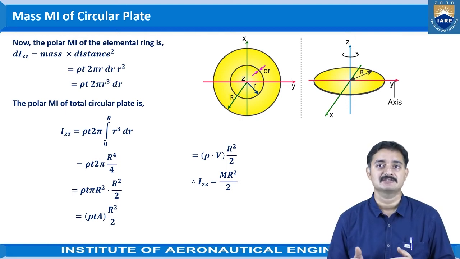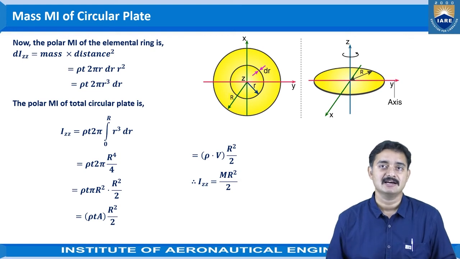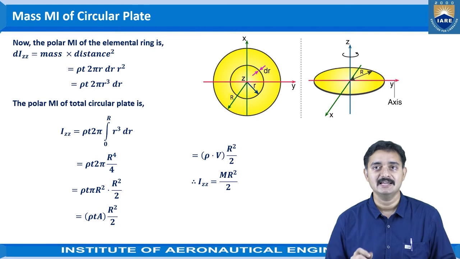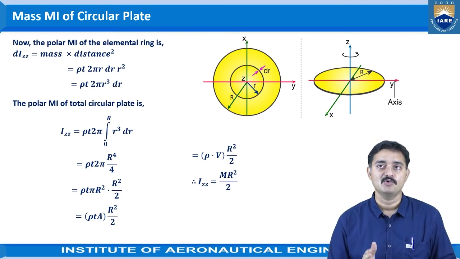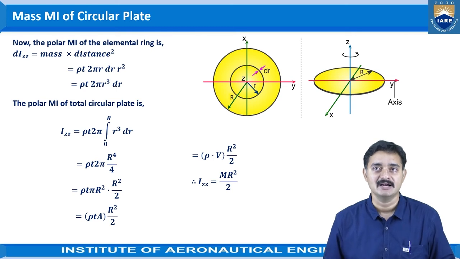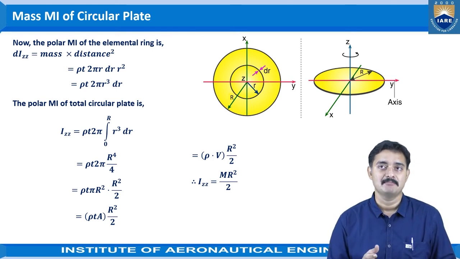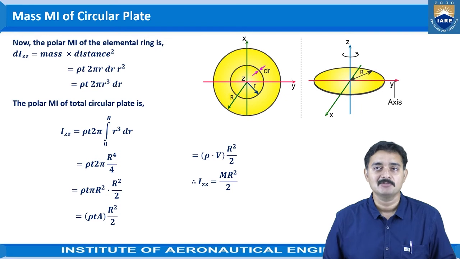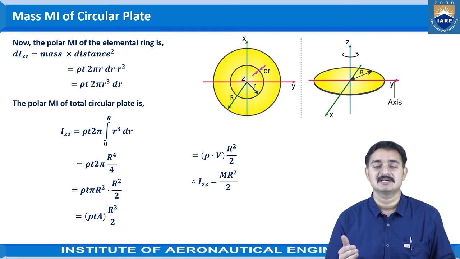So we are multiplying and dividing by R square. This pi R square can be treated as the area. So we can write rho t A into R square by 2. Again it can be treated as volume, rho into volume into R square by 2. So rho into volume again is the mass. So the polar moment of inertia Izz of this circular plate can be obtained as mR square by 2.